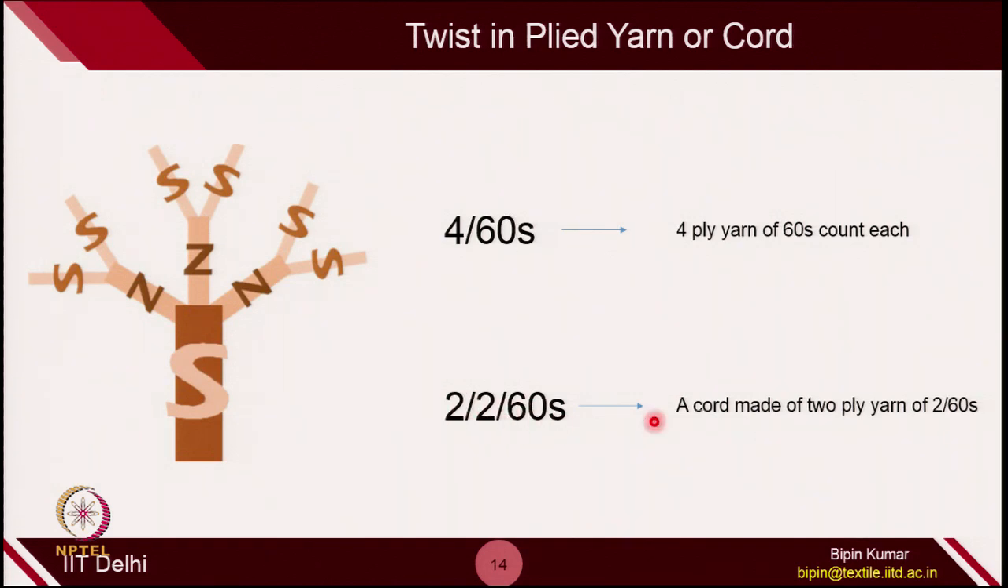So, 2 by 60 means you are combining 2 single yarns to make a 2 ply yarn, and then you are taking that 2 ply yarn to make a cord by giving different twists. So, a cord made by 2 ply yarn of 2 60s. 2 60s means you have 60s count and you are combining 2 yarns to make a 2 ply yarn, and then you have taken the 2 ply yarn and combined them together.